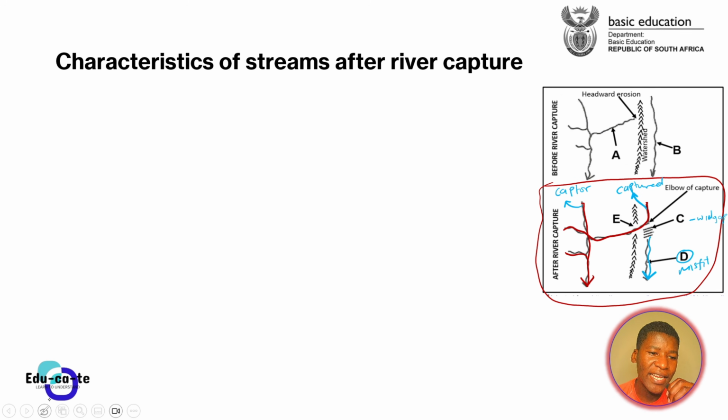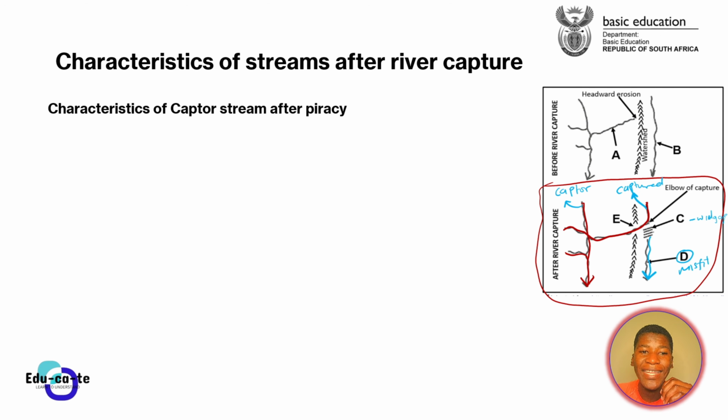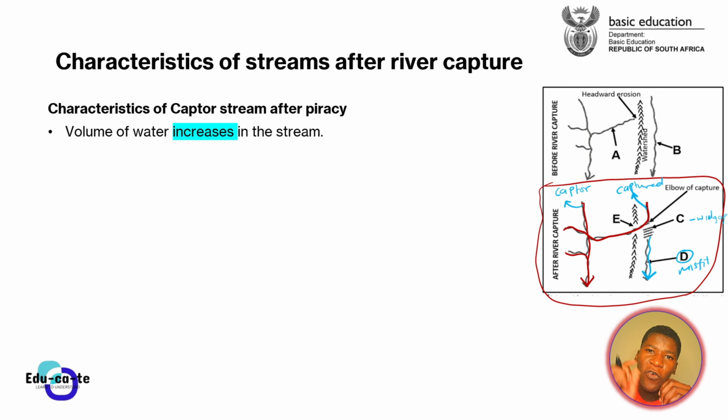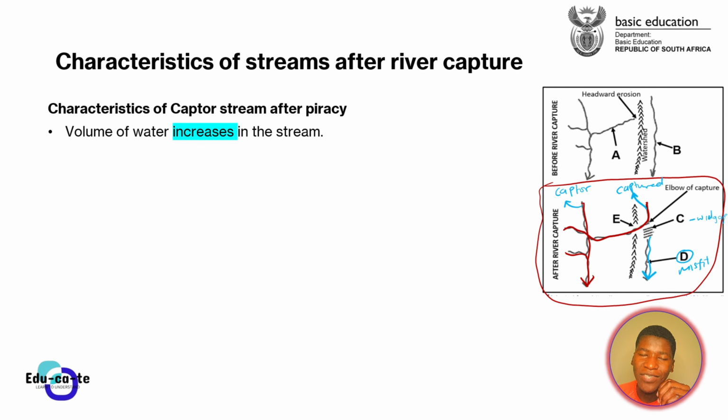So now, what are the characteristics of each stream after river capture? Let's first look at the captor stream. The captor stream, remember, is the one that has stolen water from the captured stream. So the very first point that you can mention is that the volume of water at the captor stream will increase. Why is the volume of water at the captor stream increasing? It is because it is now getting more water since it has stolen the waters of the captured stream.